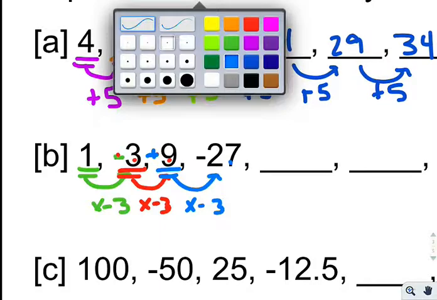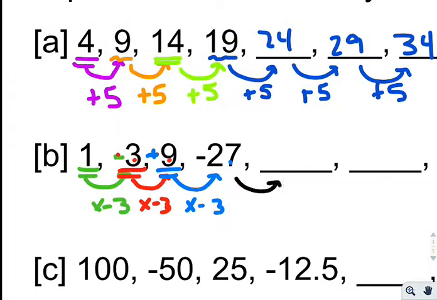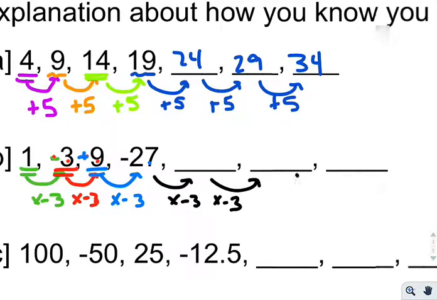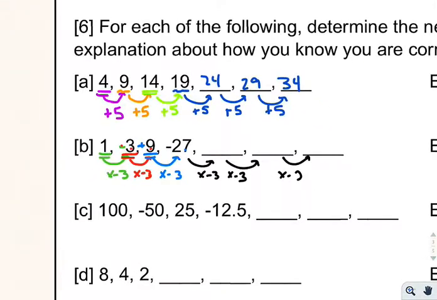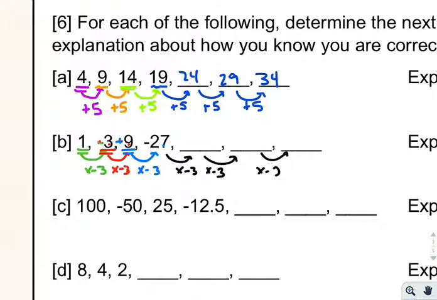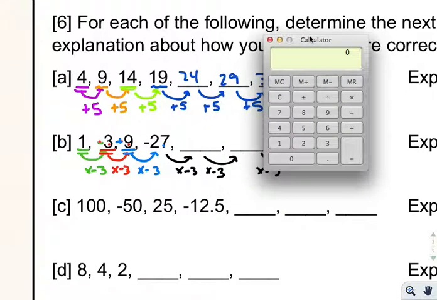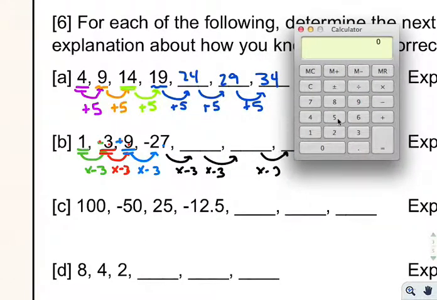So it seems to me, if we multiply every time by a negative 3, we should get our next 3 terms. Okay. Here's the opportunity. Maybe pull out a calculator. I'm going to go ahead and grab a calculator myself. Okay, so we have 1 times negative 3.